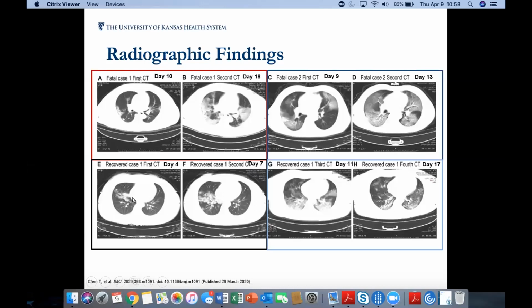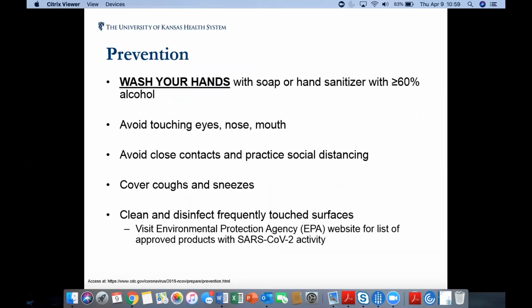So, looking at this patient in the bottom left-hand corner, day 4 versus day 7, you see a little bit of progression, but not nearly as pronounced as in the top row. And then in the patient in the bottom right-hand corner, you can see some focal consolidations with ground glass opacities here, but these do appear to resolve. The focal consolidations are getting much smaller, and the ground glass opacities are starting to resolve in a few days.